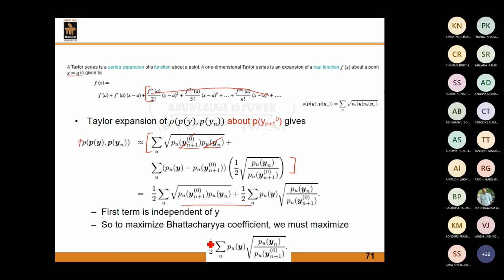So I can say this particular term, that is half sigma u pu of y root of pu of yn divided by pu of yn plus 1 0, okay, over here. Now this is the term which would help in trying to maximize the Bhattacharya coefficient. So if you see over here, this term y keeps varying. So the location of y over here keeps varying for different values of u. Depending on this, you can try to maximize the Bhattacharya coefficient or the rho p of y, p of yn term here.